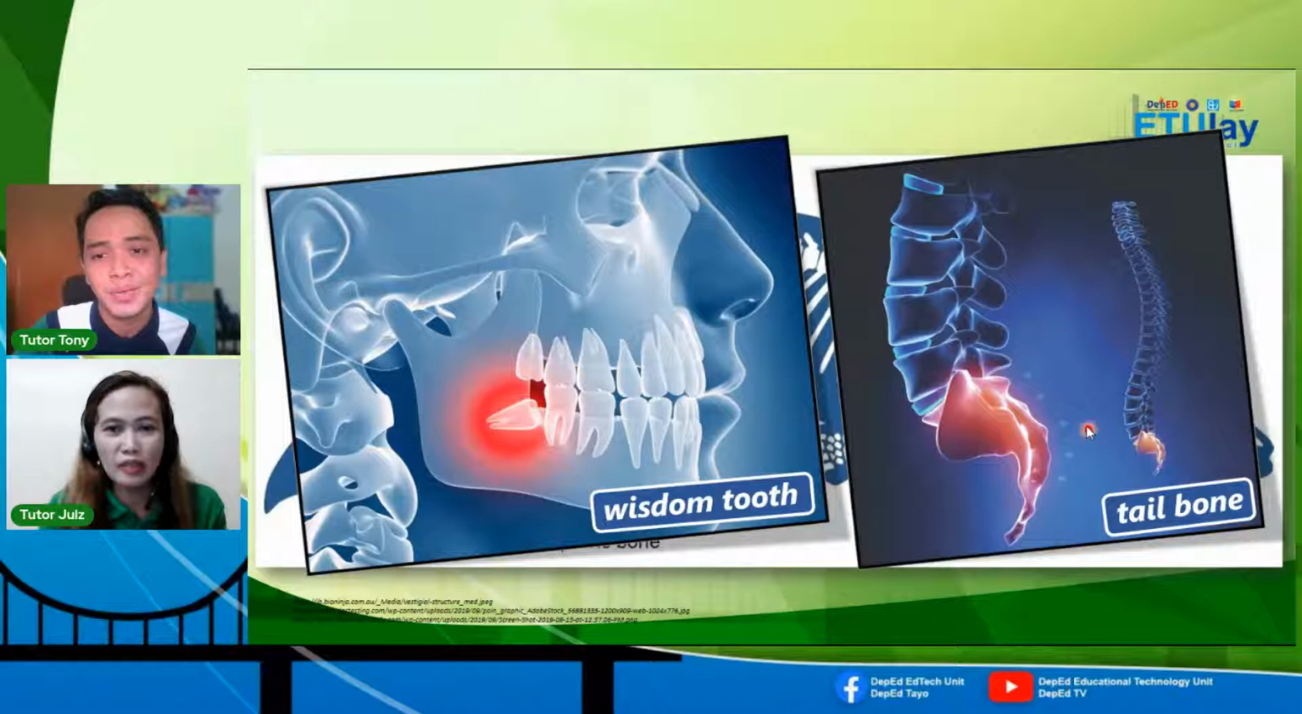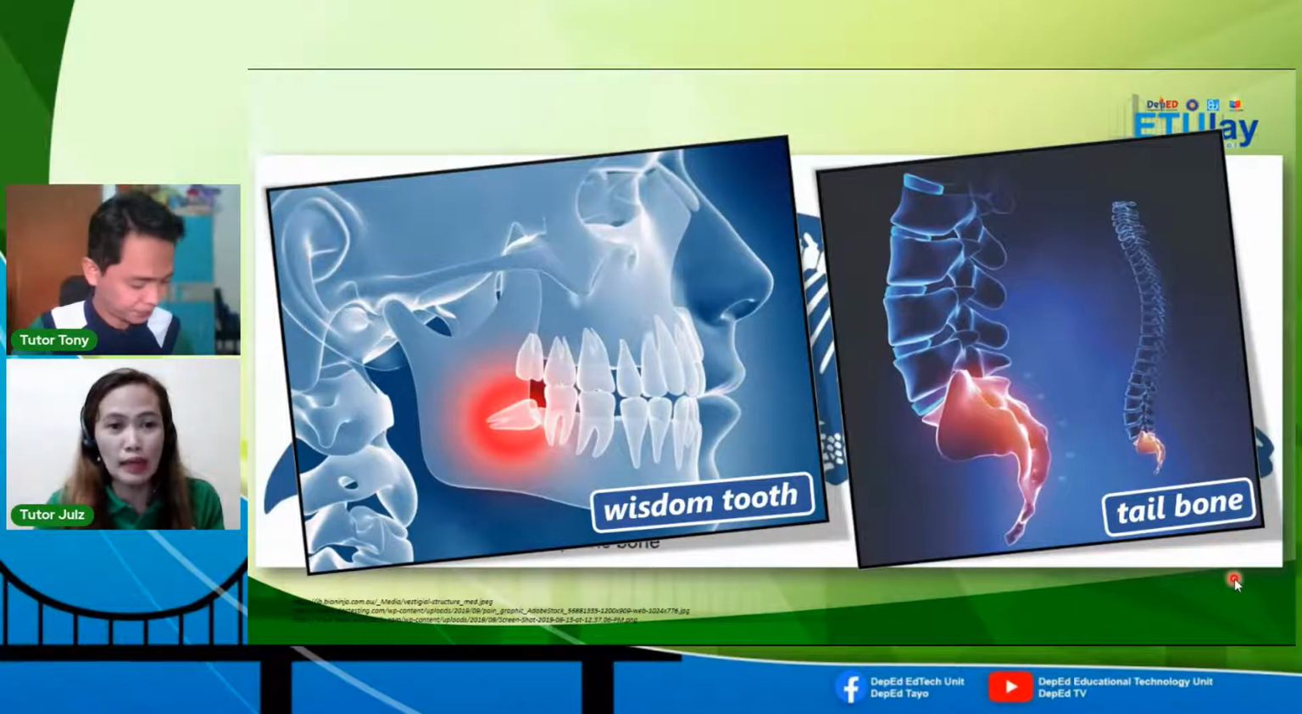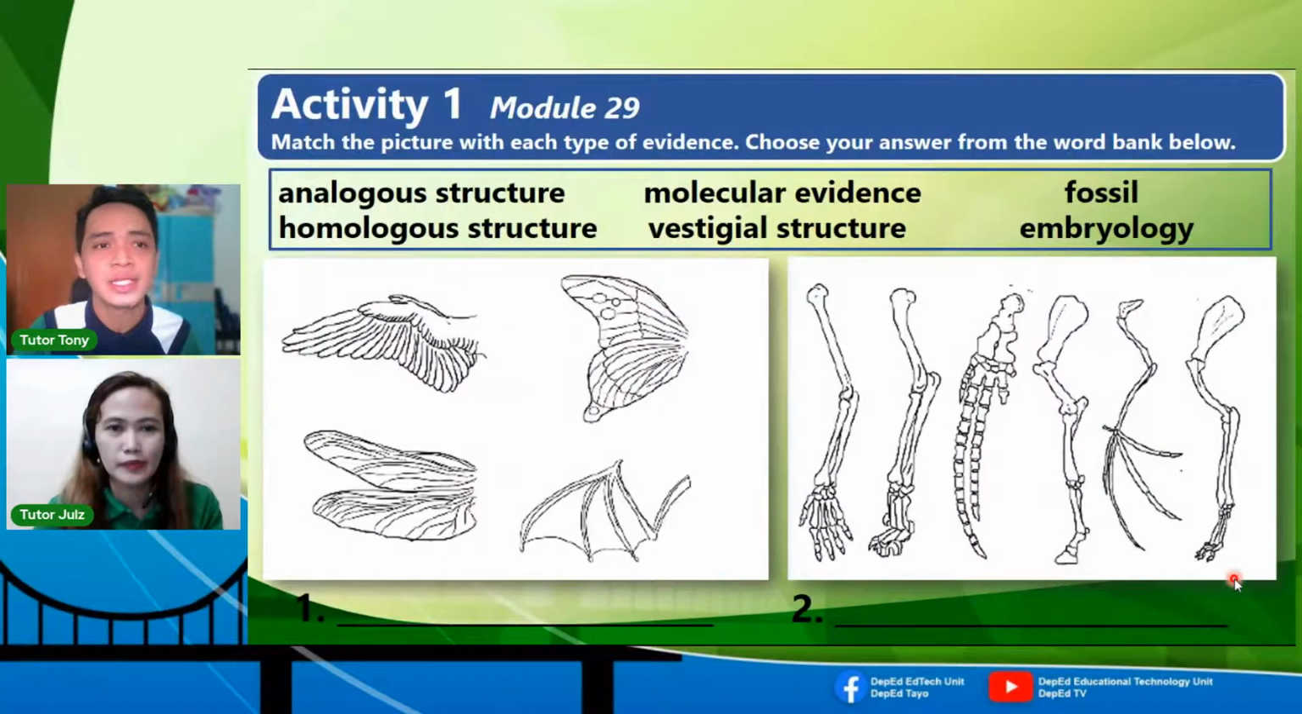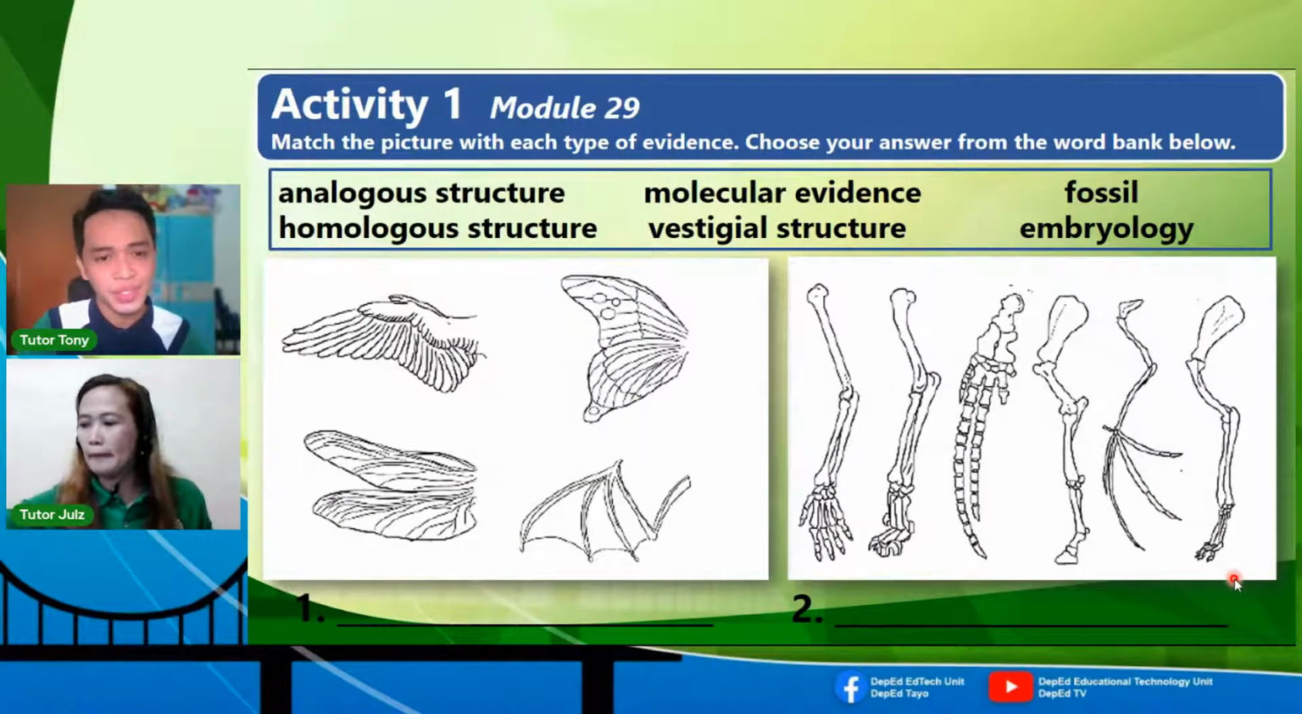Ayan, so yung tailbone, ang gamit ng tailbone sa animals, usually to balance their body. Pero nung nag-evolve ang organism, they learned to balance by their legs, nakakatayo na sila with their legs, so hindi na na-develop yung tail. Normally ginagamit sa pag-balance. So those are the structures, again, homologous, analogous and vestigial structure.